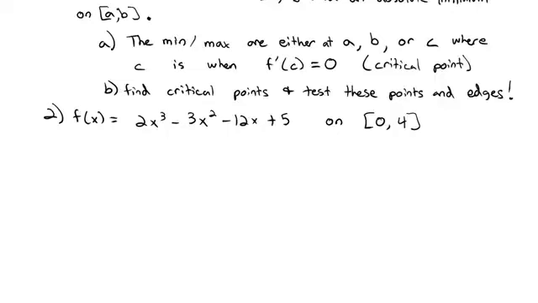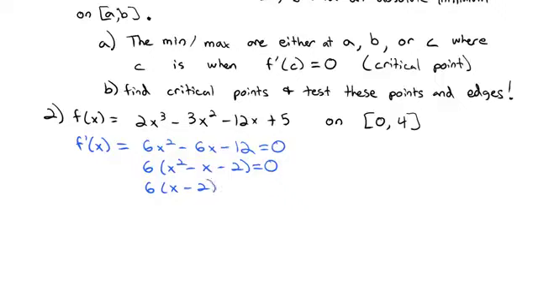Well, first we have to find the critical points, and that's when the derivative is equal to 0, because it might level off and come back down. So where is that derivative equal to 0? Well, the derivative is 6x squared minus 6x minus 12. And we'll set that equal to 0. Solving, we factor out a 6: x squared minus x minus 2. Continuing to factor, we have x minus 2 times x plus 1. And so we've got two potential critical points, 2 and negative 1. These are the critical points.